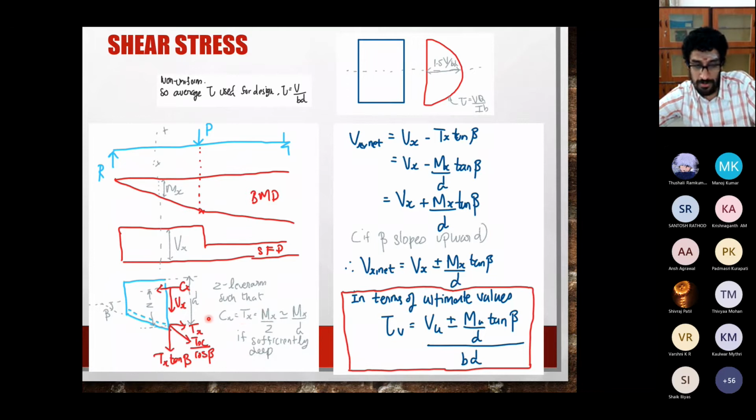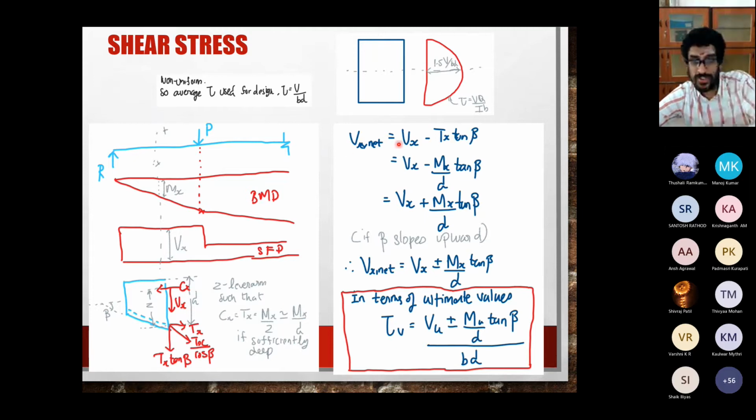Cx equals Tx equals Mx by this depth z, not section modulus. This is depth z. And if it's quite a deep beam, then instead of z you can in fact just approximately replace it by d. And then of course you're just doing equilibrium along the vertical direction. Okay, so you just look at these forces, equilibrium, you get Vx.